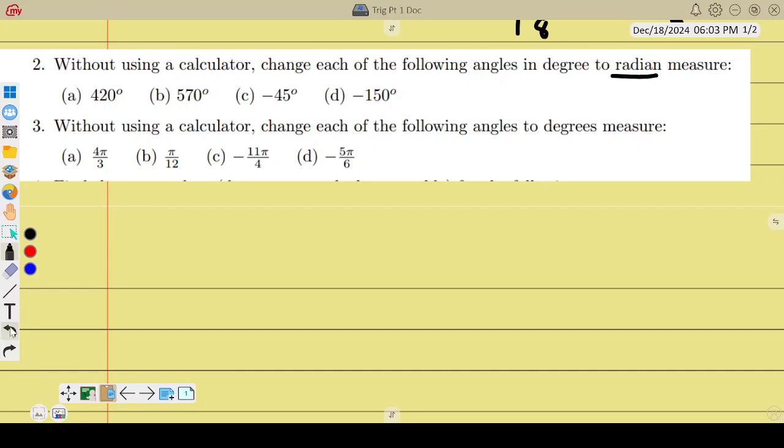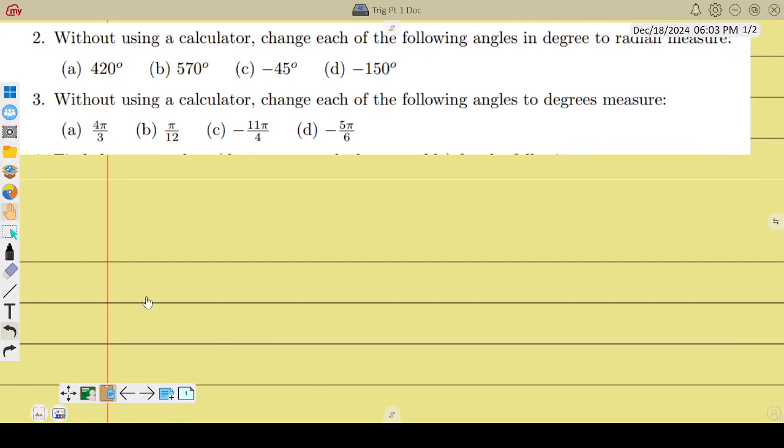So we basically use the same principle, where we say pi is equal to 180. So what if we have, under the degrees here, 570? What would be the angle in radians? So we cross multiply.